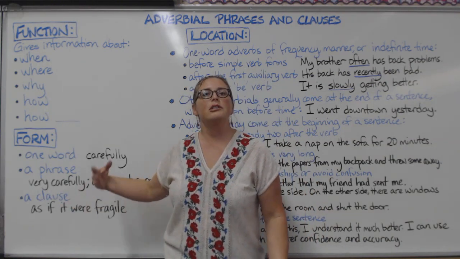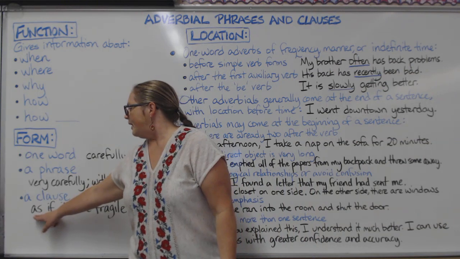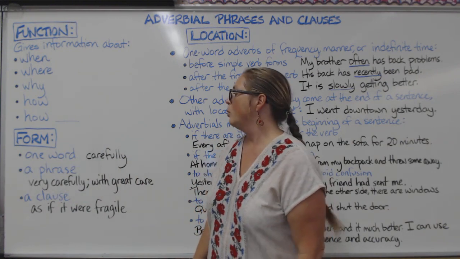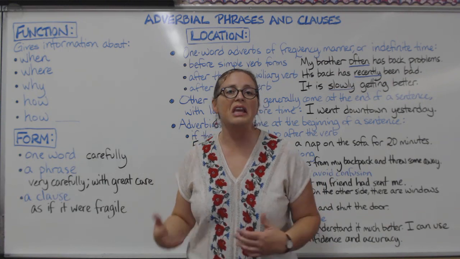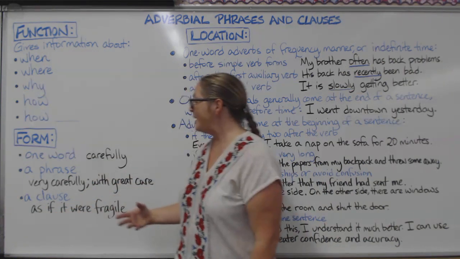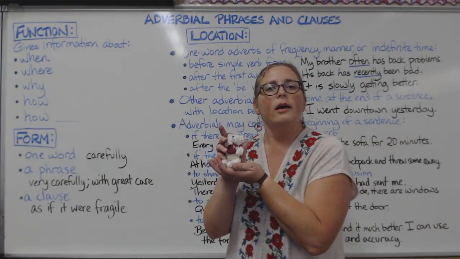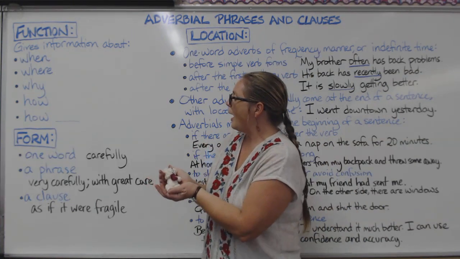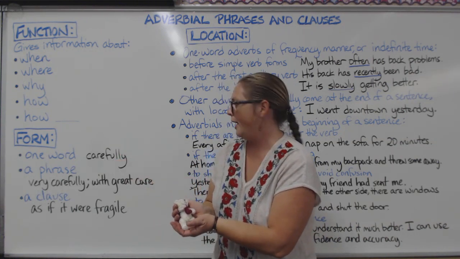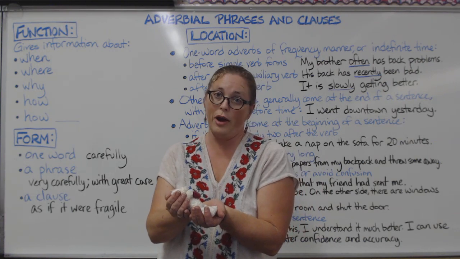You could also use a complete clause, and a clause has a subject and a verb, and it will usually begin with a subordinating conjunction in an adverb clause. Words like as, because, if. So, as if is our subordinating conjunction here. As if it were fragile. Maybe I'm describing holding my little teddy bear here. I could say, I held my teddy bear carefully. I held my teddy bear very carefully. I held my teddy bear with great care. I held my teddy bear as if it were fragile.